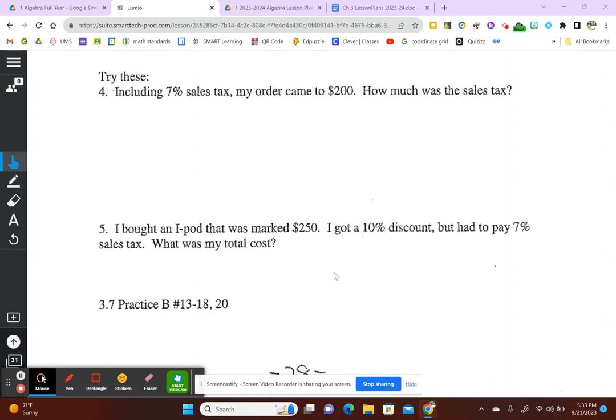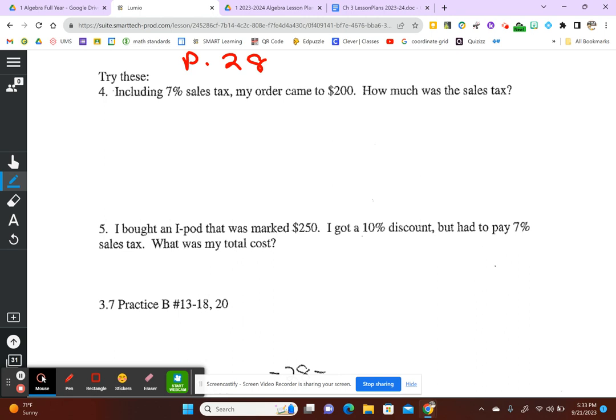Okay, so hopefully you have tried 4 and 5 on your own. This is page 28. If you have not completed 4 and 5 on page 28 on your own, stop the video, do it now, and when you're done, put the video back on and see if you got it right.